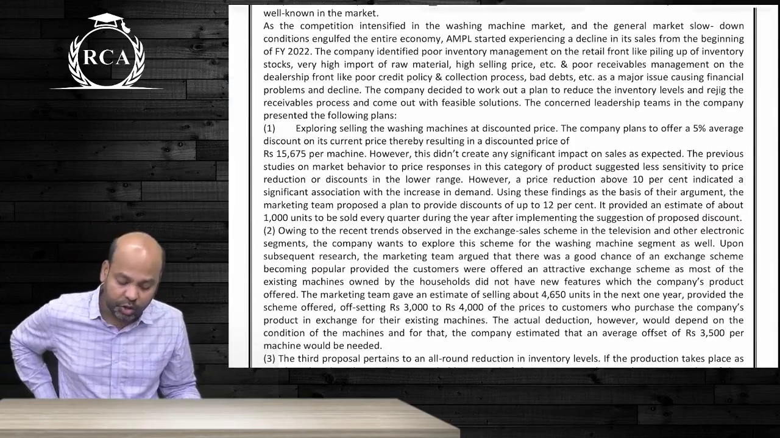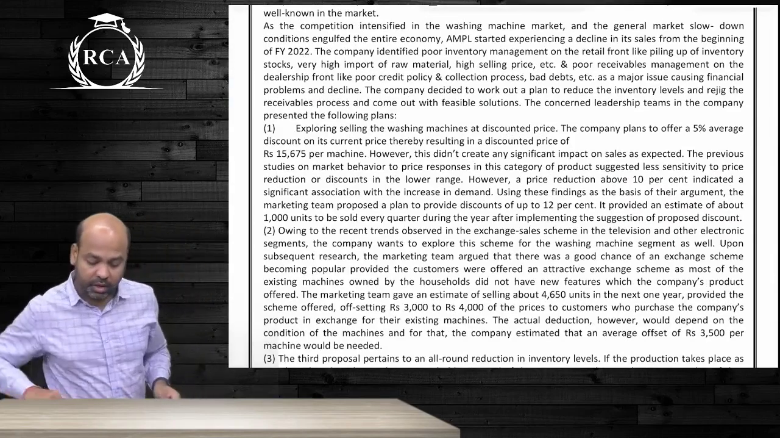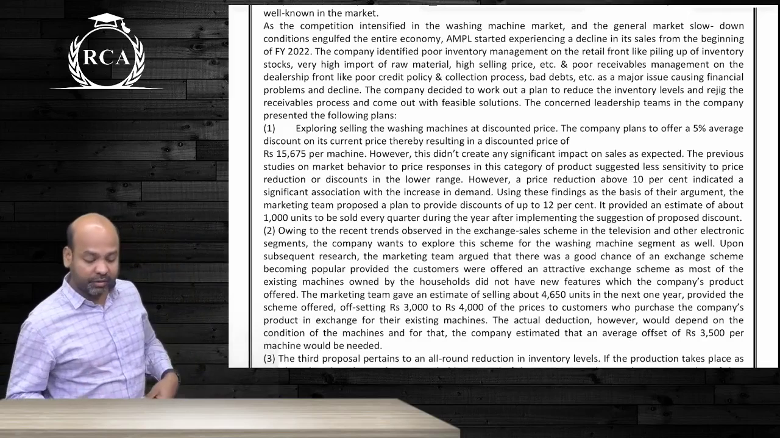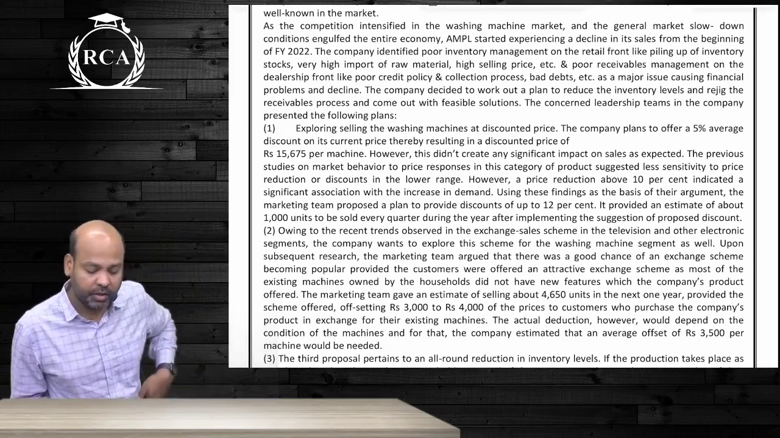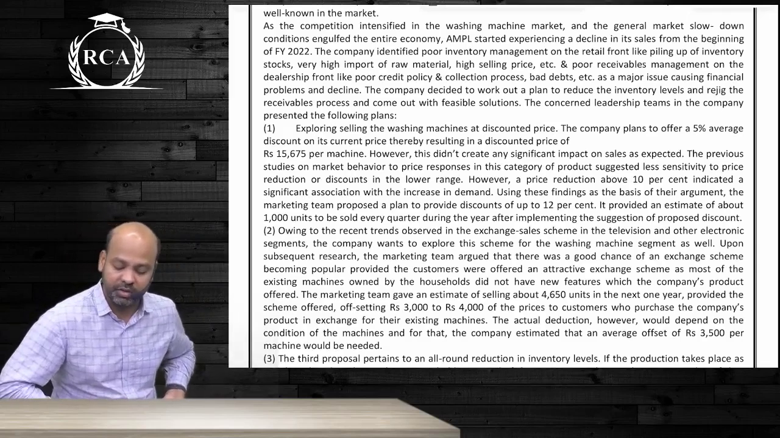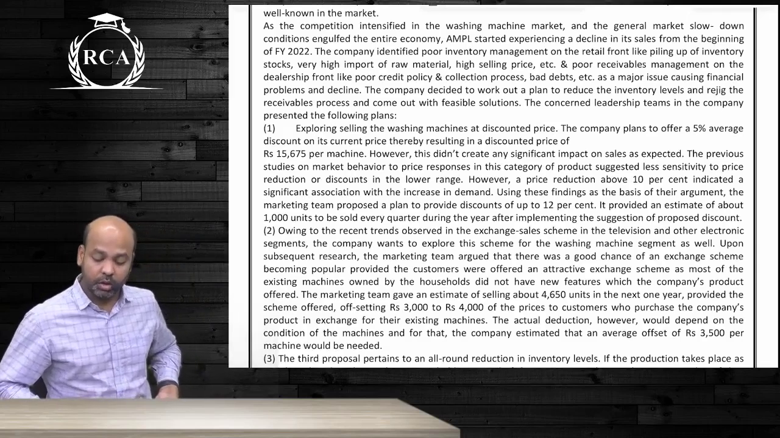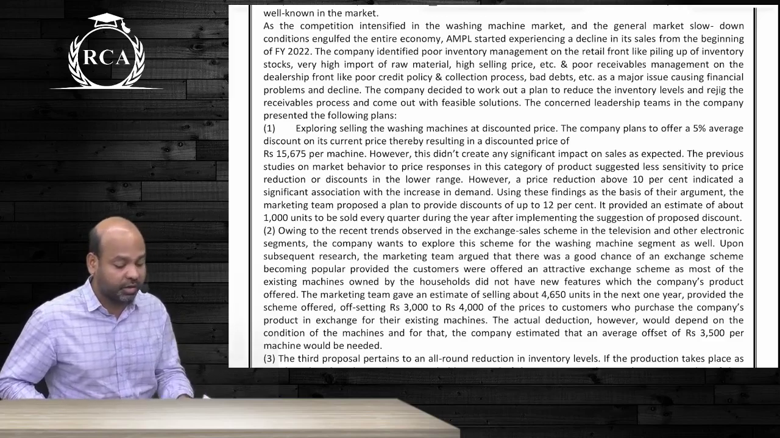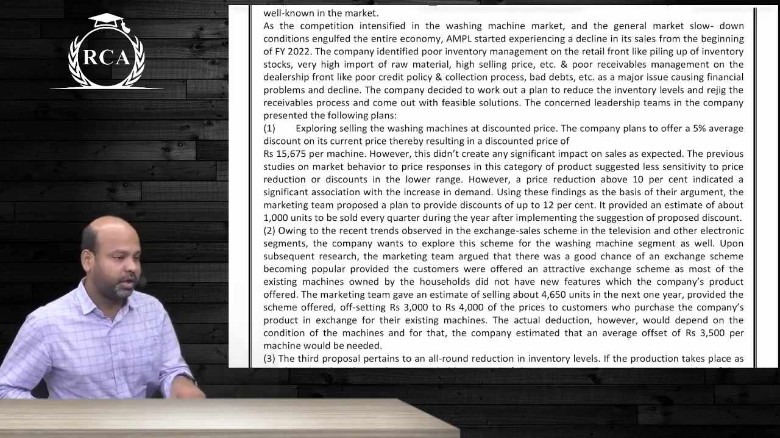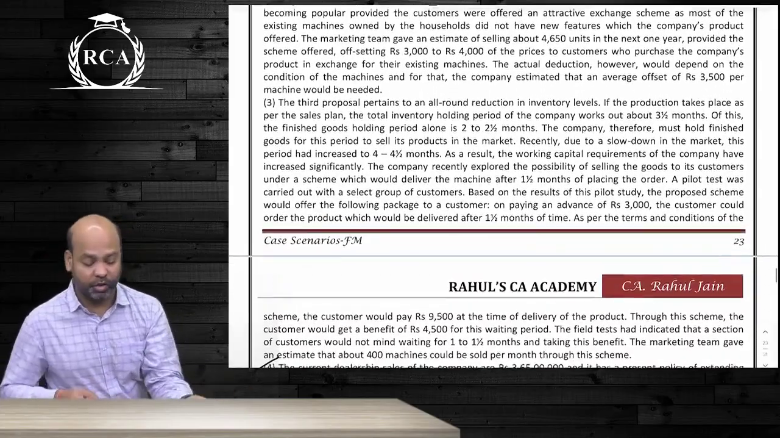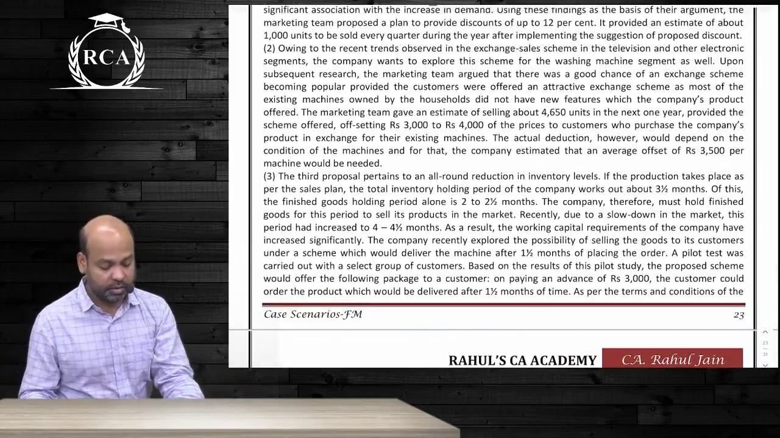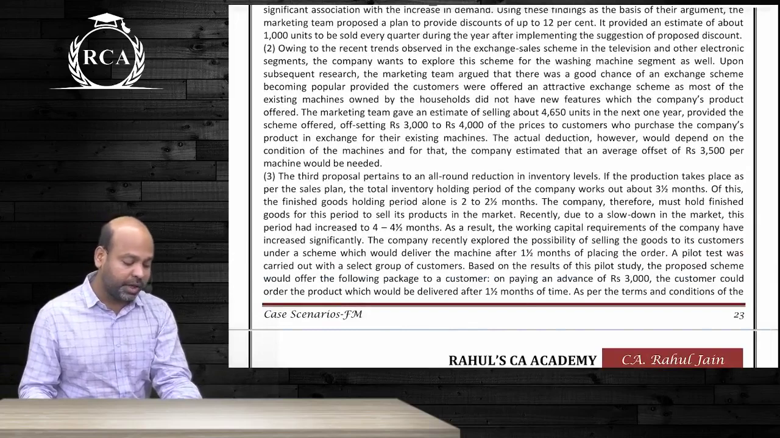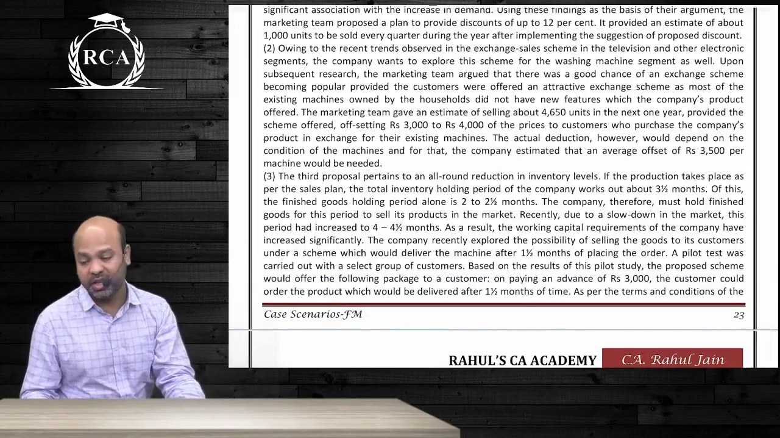Exploring selling the washing machine at a discounted price. The company plans to offer a 5% average discount on its current price, thereby resulting in a discounted price of 15,675 per machine. So 15,675 is the discounted price. That is after offering a discount of how much percentage? 5%. Can you divide by 95% and tell me what's the normal selling price? The normal selling price, beta, of the machine, guys, is 16,000.